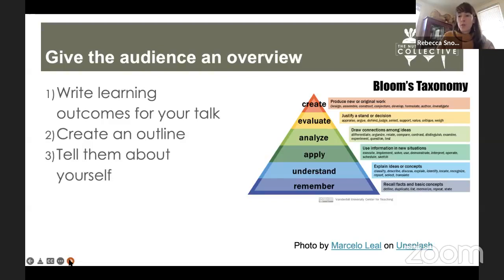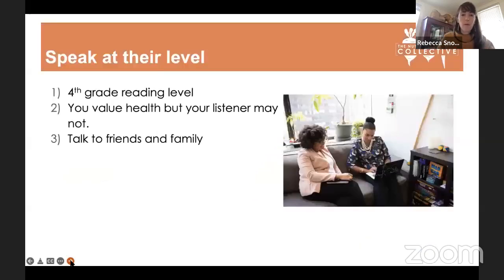There are other terms you can use to replace these verbs, but in general, your learning outcomes start with a verb, and Bloom's taxonomy is a useful little diagram here to help you identify the specific learning outcomes for your talk. In the write-up on the website, you'll see there's a link to some suggestions on how to write learning outcomes. And then once you've written your outcomes and you have your outline, if you're creating a PowerPoint, then communicate that in the first slide. What are you going to be covering today or in this talk?